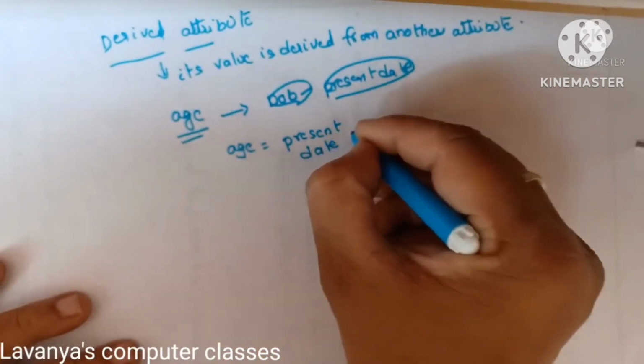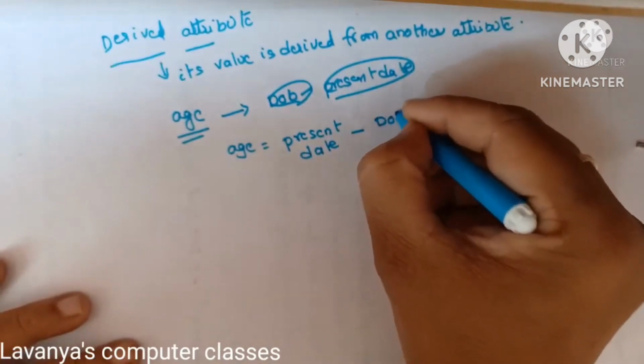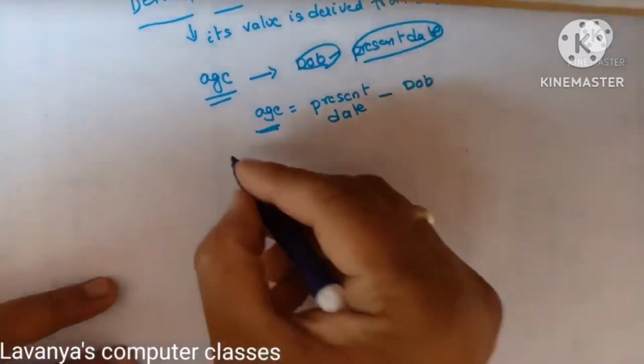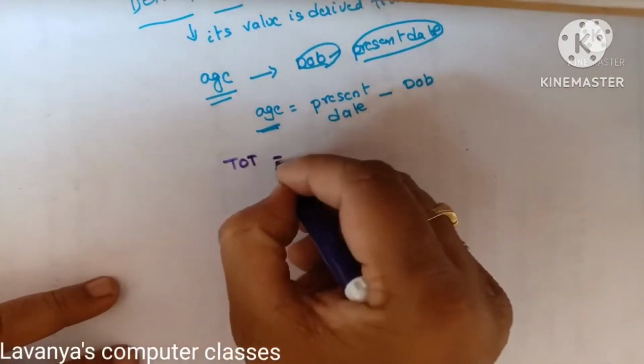So if you want to calculate age, we need some other values also: the present date and the date of birth. Then only we get the age. So age is known as a derived attribute.